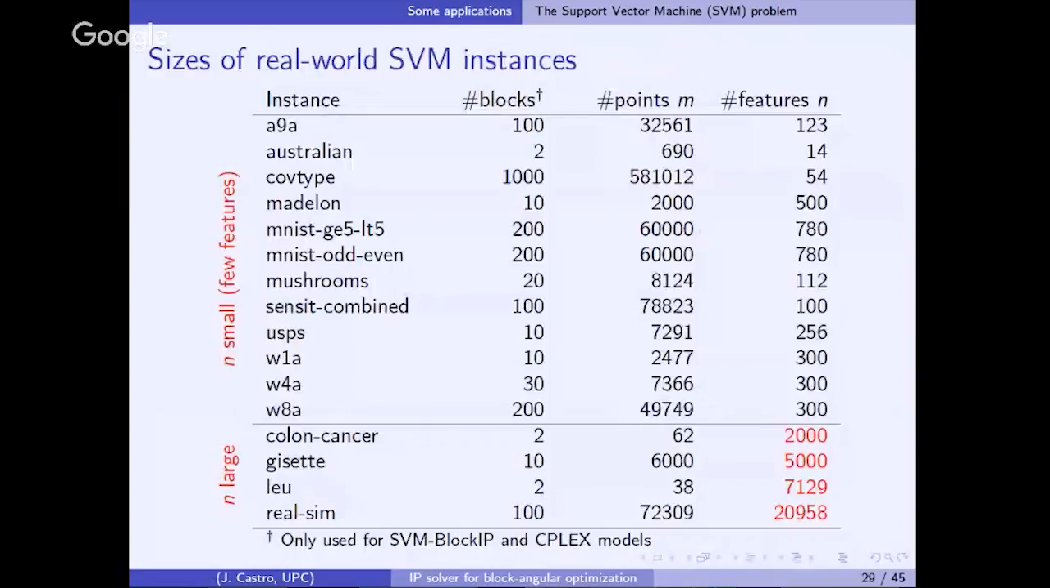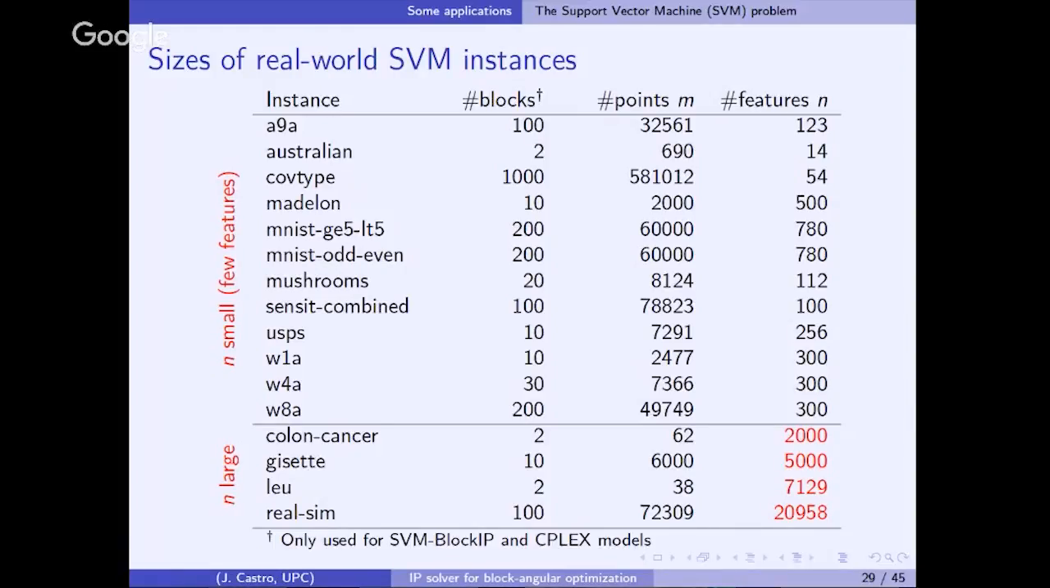So, well, some results. These are real support vector machine instances from the literature. You are familiar with support vector machines, so you probably know these names. The first set are instances with few features. The last ones are instances where the number of features is large. This is the number of features, this is the number of points, and this is the number of blocks I use. If you divide the number of points by the number of blocks, you will get something like 500, 1000, which is what I tried to explain before. So these are the sizes of the instances I'm considering here.